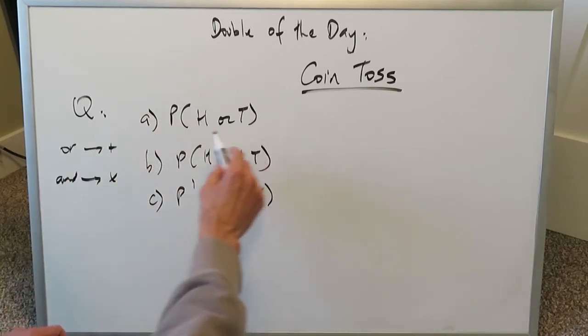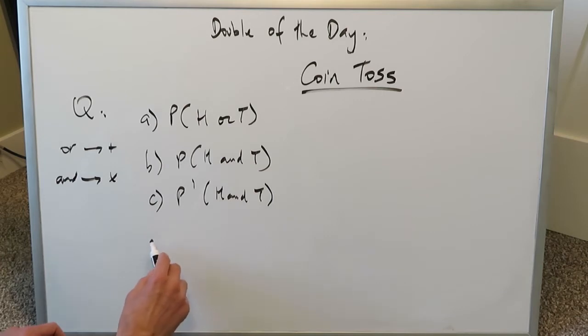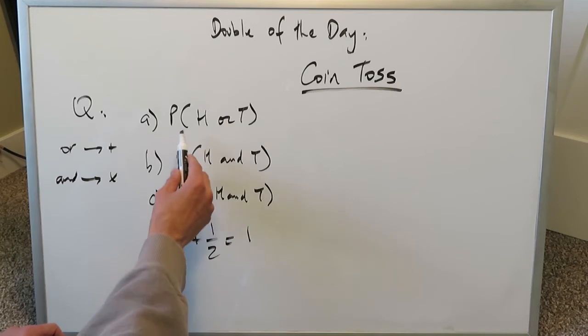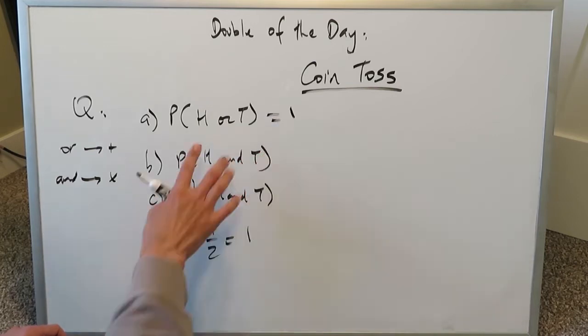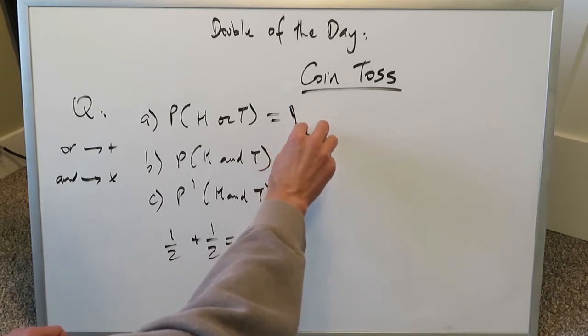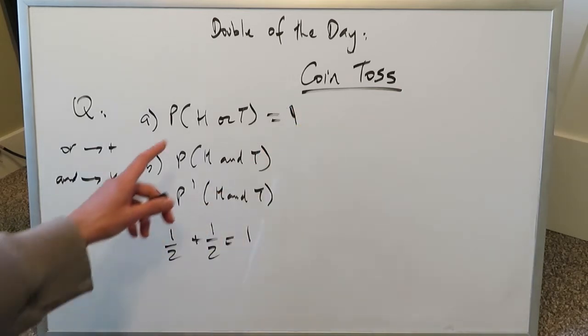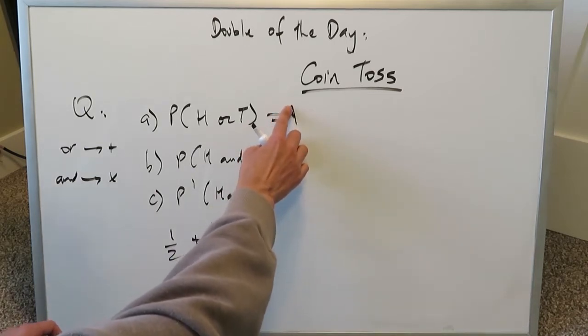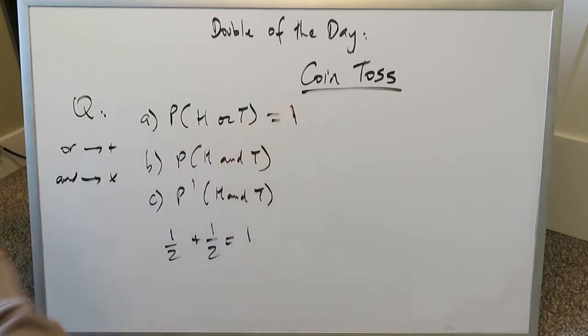For the very first one, we're talking about the probability of heads or tails. What's the probability of heads? It's going to be 1 over 2. And then you see that or sign. What's the probability of tail? It's 1 over 2, the same. And when you add these up, you get 1. So the probability of getting a head or a tail on a single coin toss is going to be 100%, because in that single coin toss, you will either get a head or tail. There's no third option. So 100% of the time in that single coin toss, you will either get a head or tail.